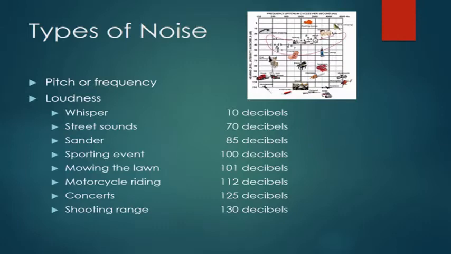Below are some examples of loudness in everyday sounds. A whisper is about 10 decibels. Sander, 85 decibels. A sporting event, 100 decibels. Motorcycle riding, 112. Concerts, 125. And the shooting range, 130 decibels.